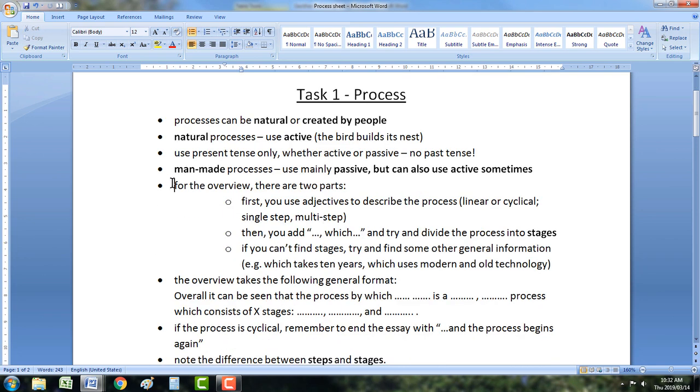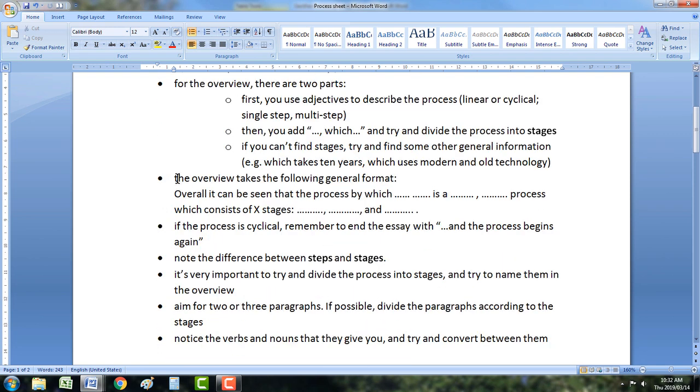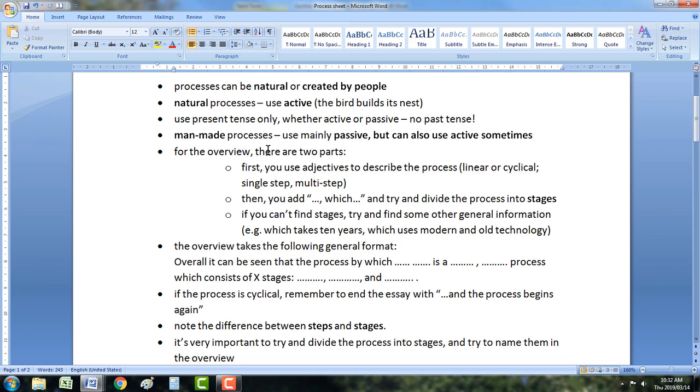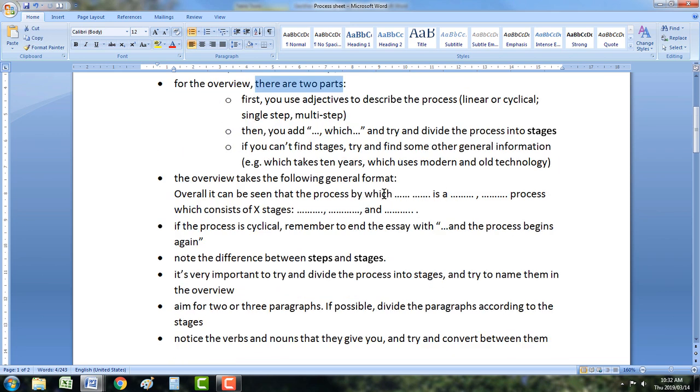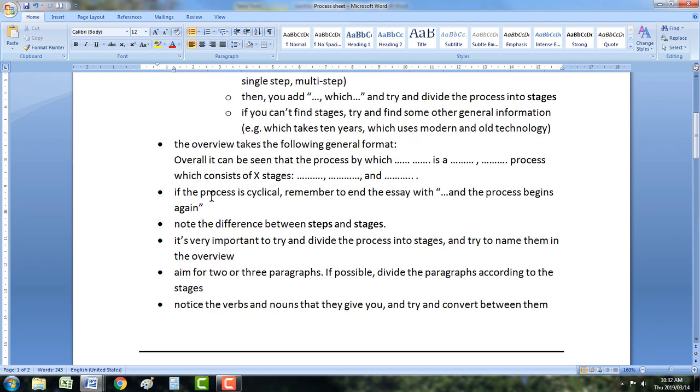Right, we're going to look at the overview. I won't cover this now. I'll explain this soon. When we do the overview, there's the basic structure of the overview. It's got like 2 parts. This is a something process. You'll use some adjectives and then you want to add a which and describe the stages. We'll get to that. If the process is cyclical, remember to end the essay with 'and the process begins again'.